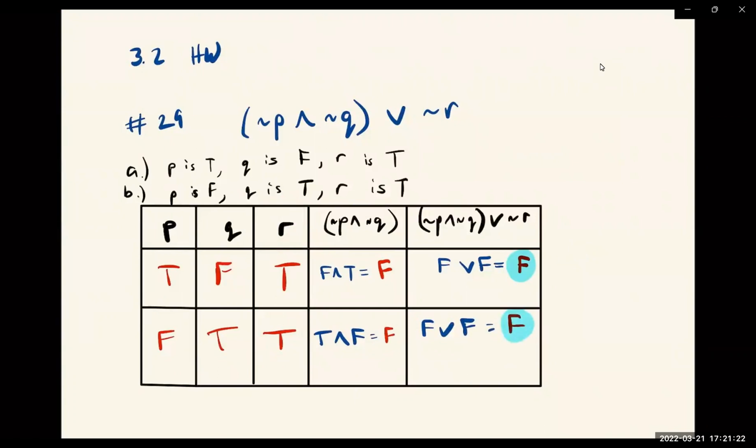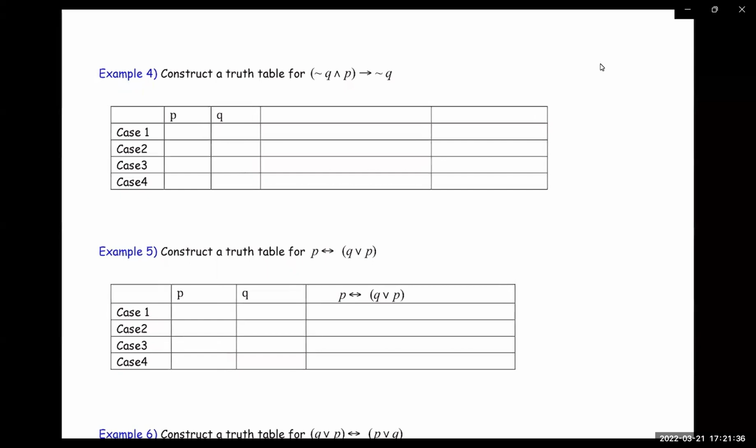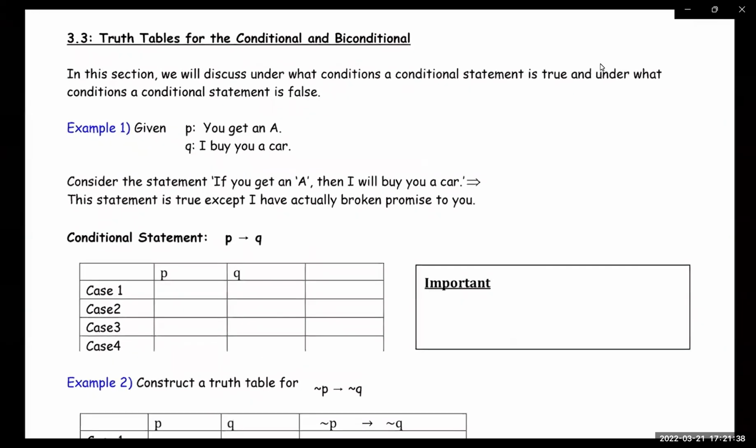Did that make sense? Hopefully. Yeah, it did. All right, good. All right, are you guys ready to jump into 3.3, which is today's topic? Yeah. All right, so let's look at 3.3. I already have it ready to go. Here it is. So now we're looking at truth tables. We're continuing our discussion on truth tables for conditional and biconditional. So remember, conditionals look like this.